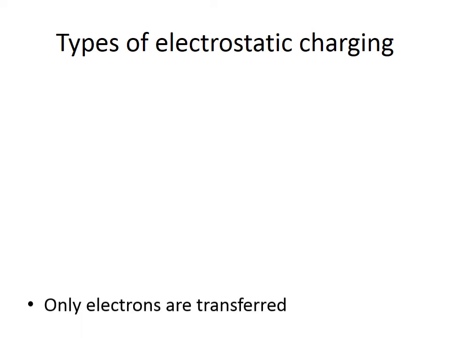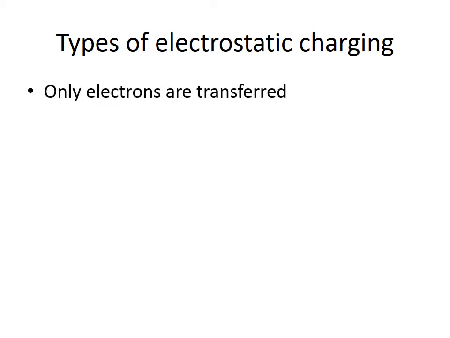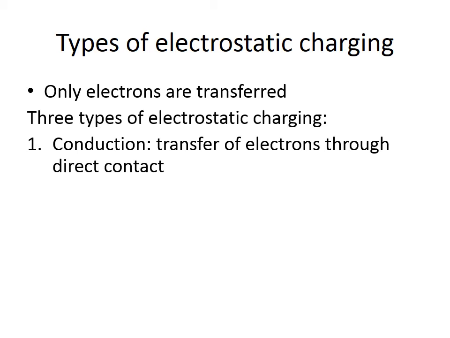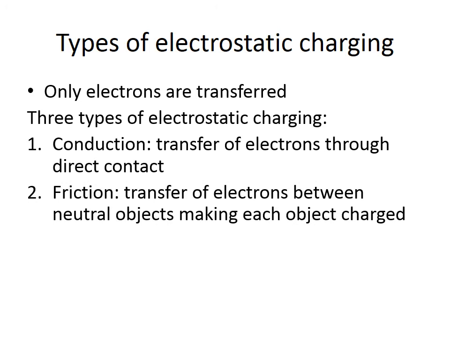There are 3 types of electrostatic charging. Again, only electrons are transferred. When we say that something is a positively charged area, we mean it has less electrons than protons. There are 3 types of electrostatic charging. If you're writing stuff down, this isn't a bad place to do it. Conduction is the transfer of electrons through direct contact. There has to be one object touching another, and electrons from one go to the other. Friction is the transfer of electrons between neutral objects, making each object electrically charged. If you start out with two neutrals, you end up with two electrically charged objects.